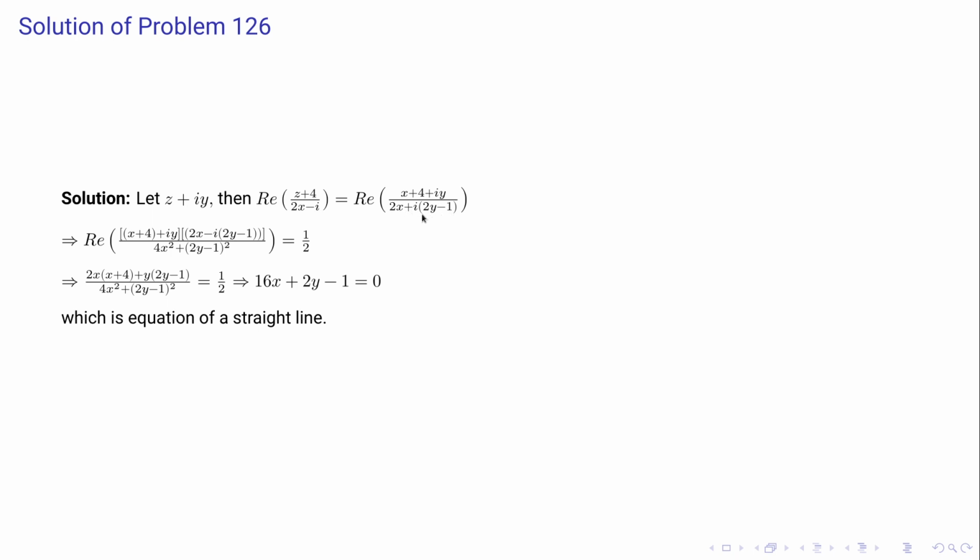And then we multiply and divide with the complex conjugate of the denominator like we always do. And that is equal to half. So then you compare the real part and you solve it, you will get 16x plus 2y minus 1 is equal to 0, which is the equation of a straight line. Now, if you have not studied coordinate geometry, you would not know that this is the equation of a straight line. So I will request you to study coordinate geometry to solve this.